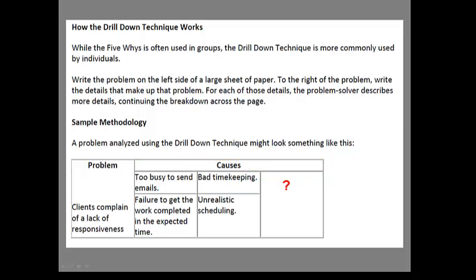Failure to get work completed. I'm unrealistic in scheduling. Again, you'll start tracing back to some of the root causes of what takes place, and then you can begin to actually plan and identify what solutions need to take place. These are two methods, the Pareto analysis and the plan, do, check, act process, that will help you and your team become better problem solvers.